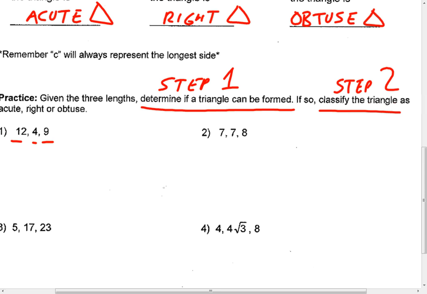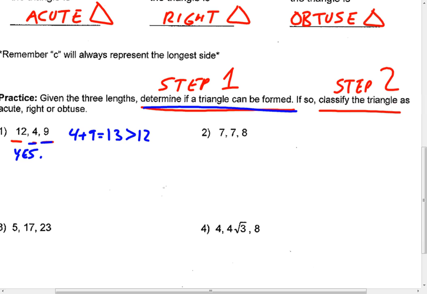Which two should I add? What is 4 plus 9? 13. And what do I test? Is it greater than 12? So we would write down, yes. It says determine if a triangle can be formed.